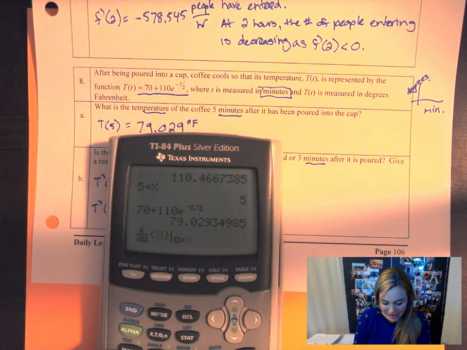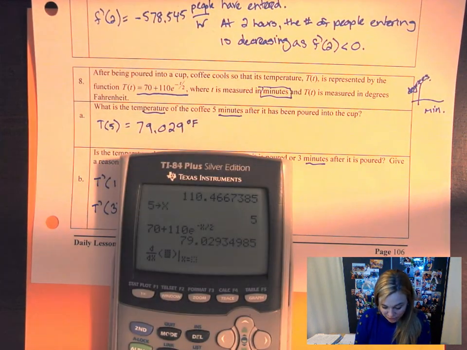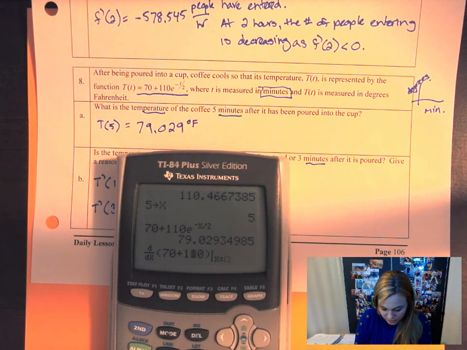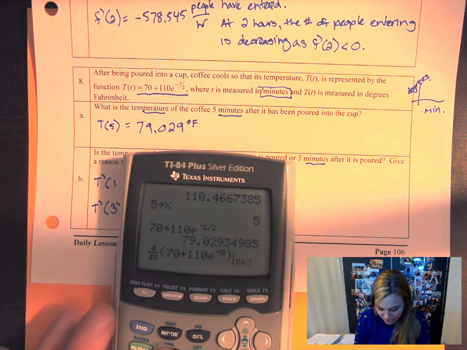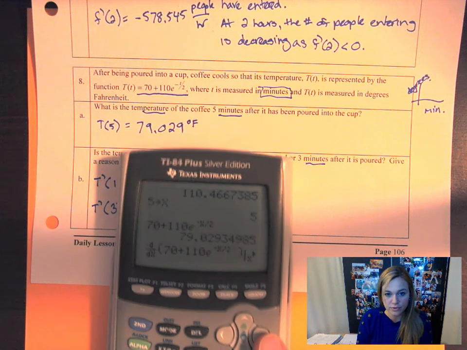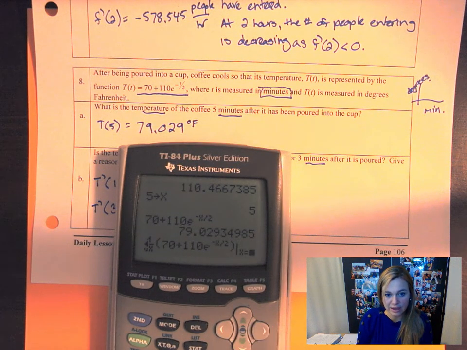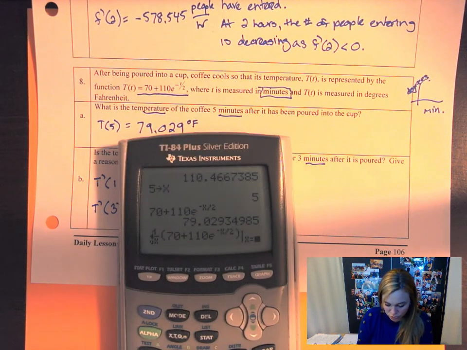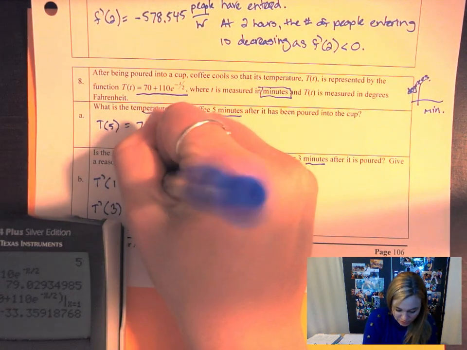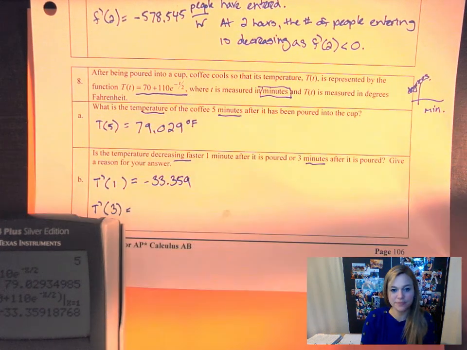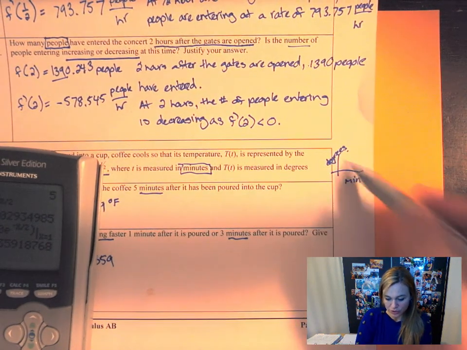If I say math 8, that's the one that gives you the dy/dx. I would have to put in this whole function again, 70 plus 110, and then e to the negative x over 2. So I put in this whole thing, and then you have to say at x equals 1. And I get an answer of negative 33.359.